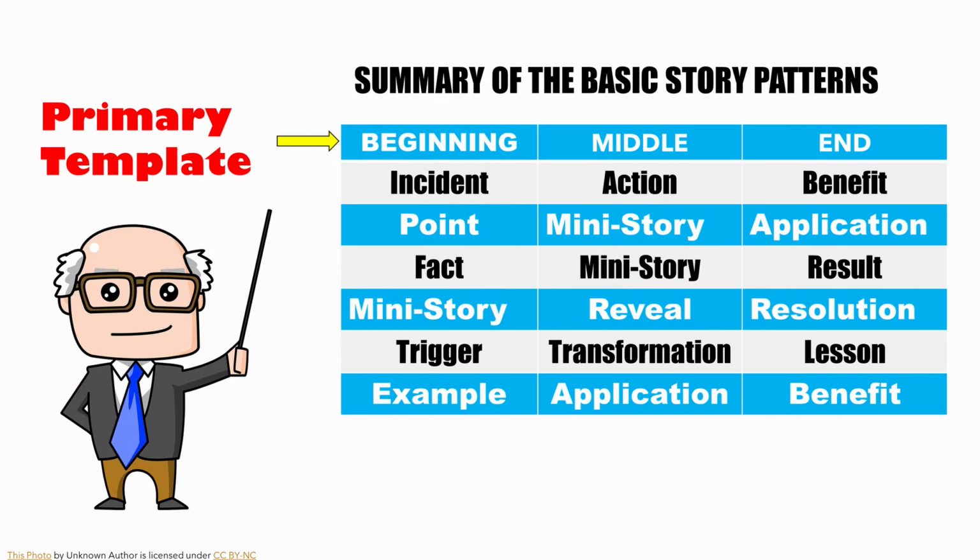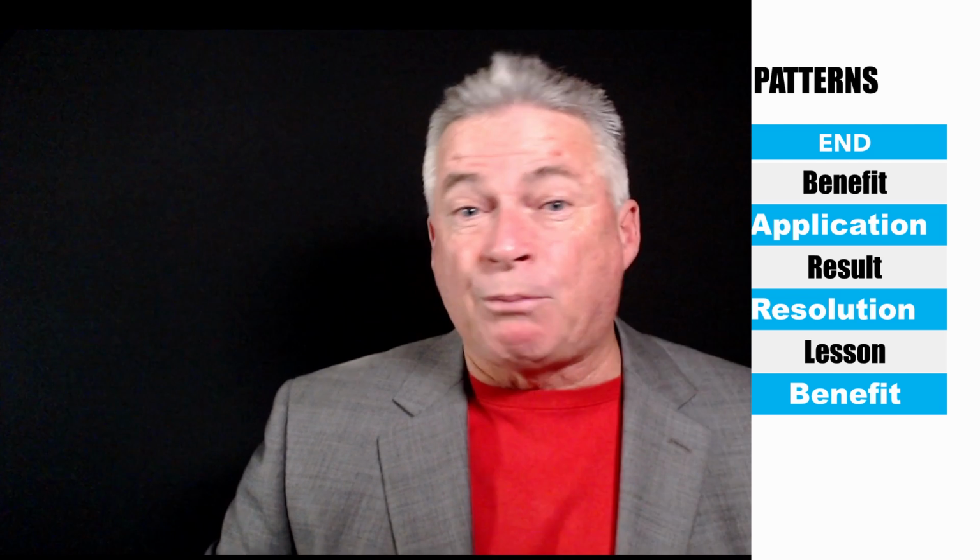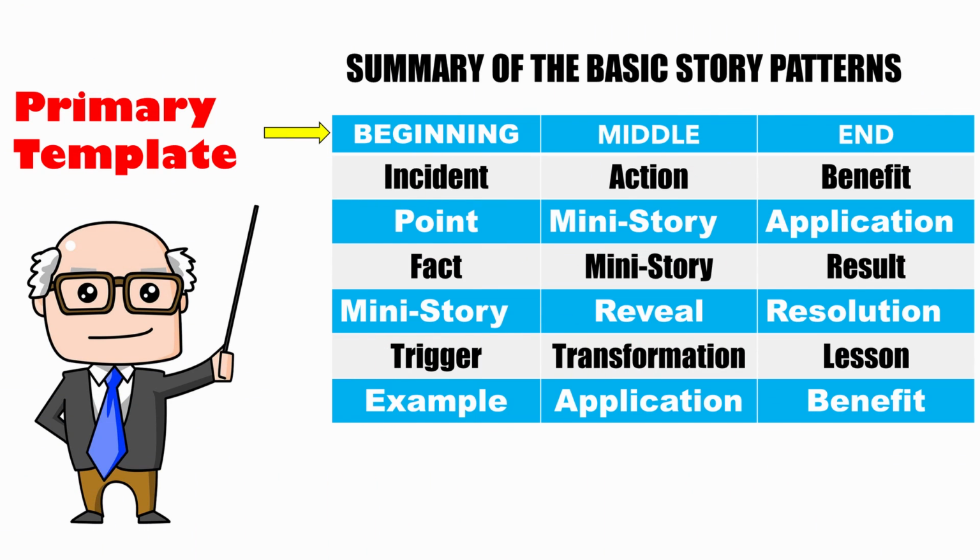Likewise for story creation, there are a few basic patterns which all fit into the overarching pattern of beginning, middle, end. The first pattern, incident, action, benefit. Number 2, point, mini-story, application. 3, fact, mini-story, result. 4, mini-story, reveal, resolution. Number 5, trigger, transformation, lesson. And the last one, example, application, benefit. These are the basic rhythms and cadence of oral storytelling. Sure, they can be subtracted from or added onto, but they serve as our nucleus as storytellers.